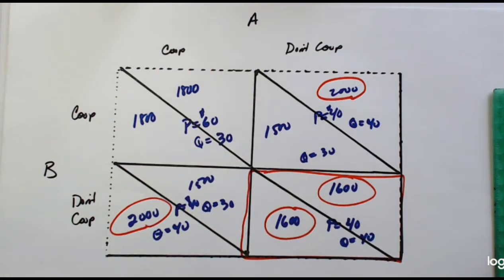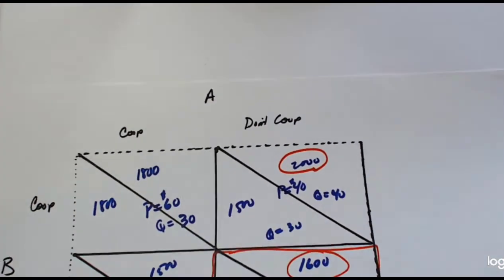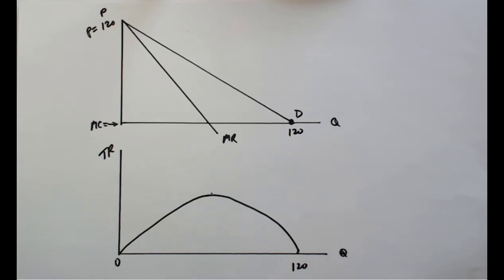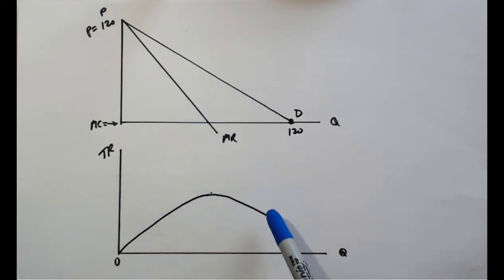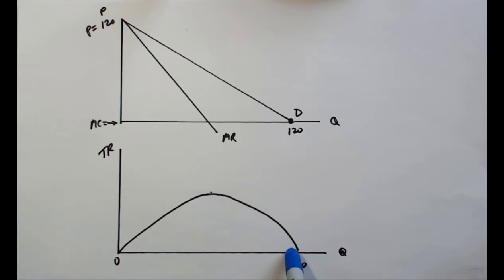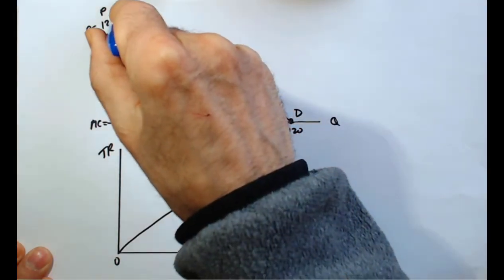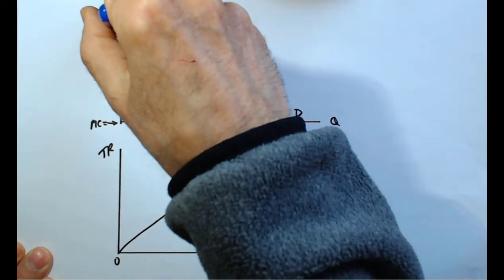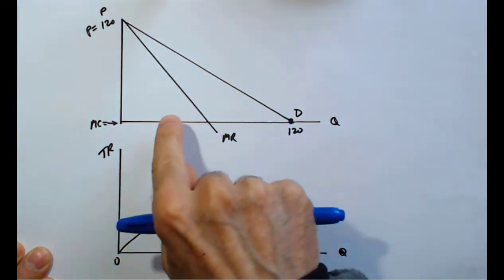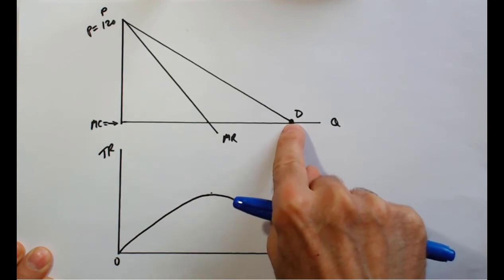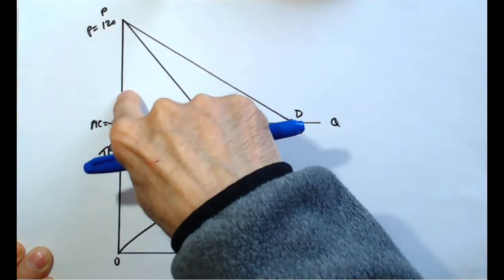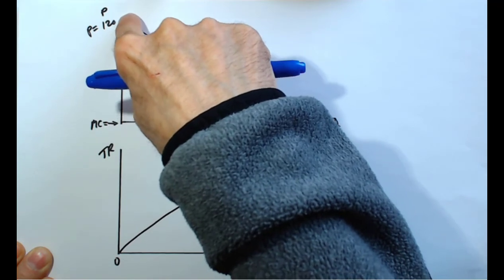Now let's examine the welfare effects of this situation. To analyze the welfare effects, I've carefully drawn out the demand curve, the marginal revenue curve, and the total revenue curve just for some context of where we are in the problem. So notice the demand curve is pinned here to both axes. When price is 0, which is marginal cost equals 0, we're right at this point. And when price is 120, the quantity demanded is 0, we're right at this point.